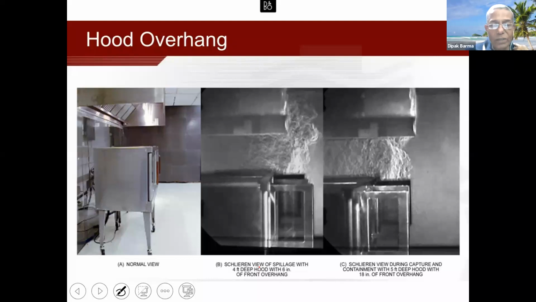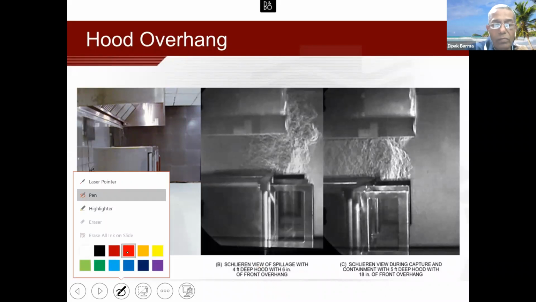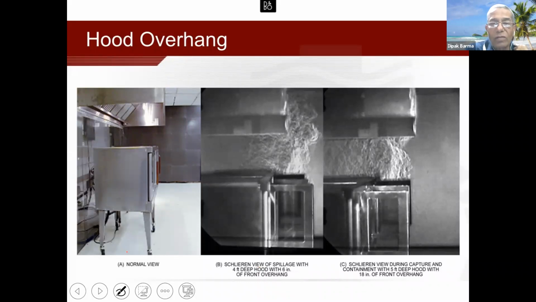These are actual pictures. Normal view is given here. When the doors are open here for the oven, the smoke starts coming out, unless we have this overhanging hood, which will take care of this. This is the eyebrow type hood. The smoke will go out, the smoke which is going to create a problem outside. So these are things which you have to take care of when you are designing.